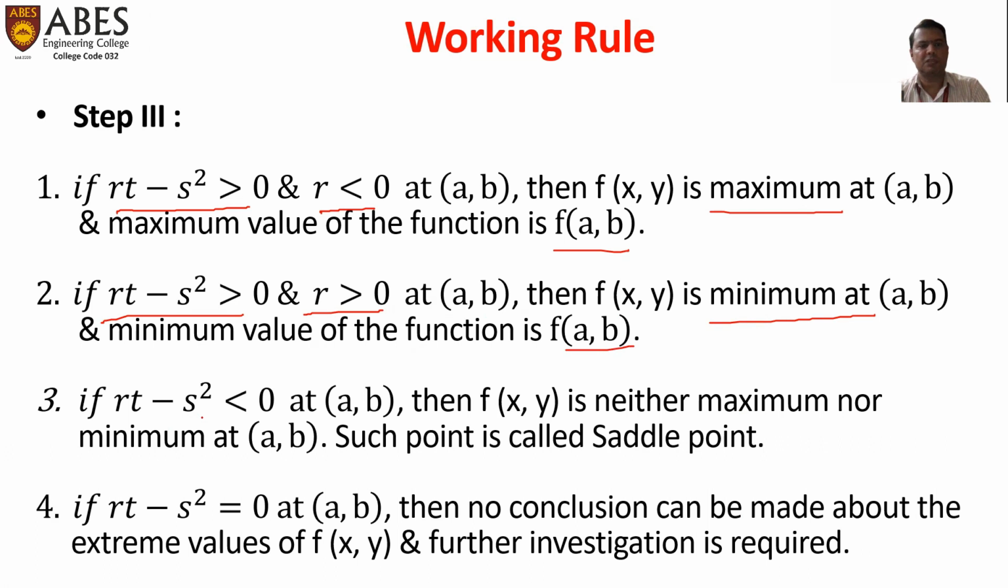If rt minus s square is less than 0 at point (a,b), then f(x,y) is neither maximum nor minimum at the point (a,b). Such a point is called a saddle point. Now, if rt minus s square equals 0 at point (a,b), then no conclusion can be made, so further investigation is required.